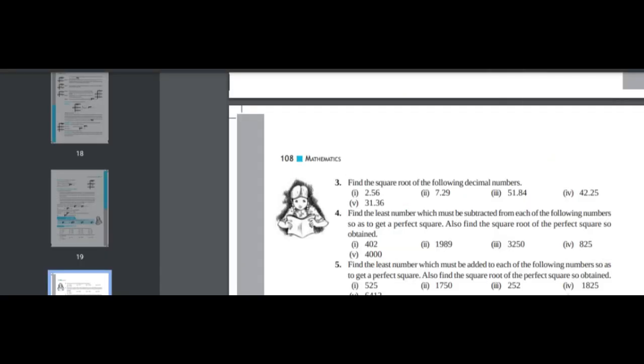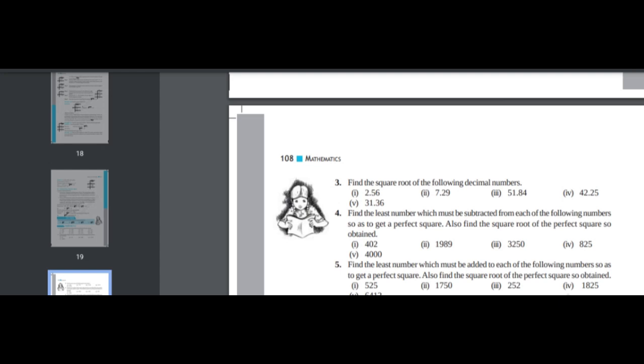The question number 4. Find the least number which must be subtracted from each of the following numbers so as to get a perfect square, also find the square root of the perfect square so obtained. First we have to find that least number that is subtracted from each of the following numbers, and after subtracting that we have to get a perfect square. After getting the perfect square, also find the square root of the perfect square.